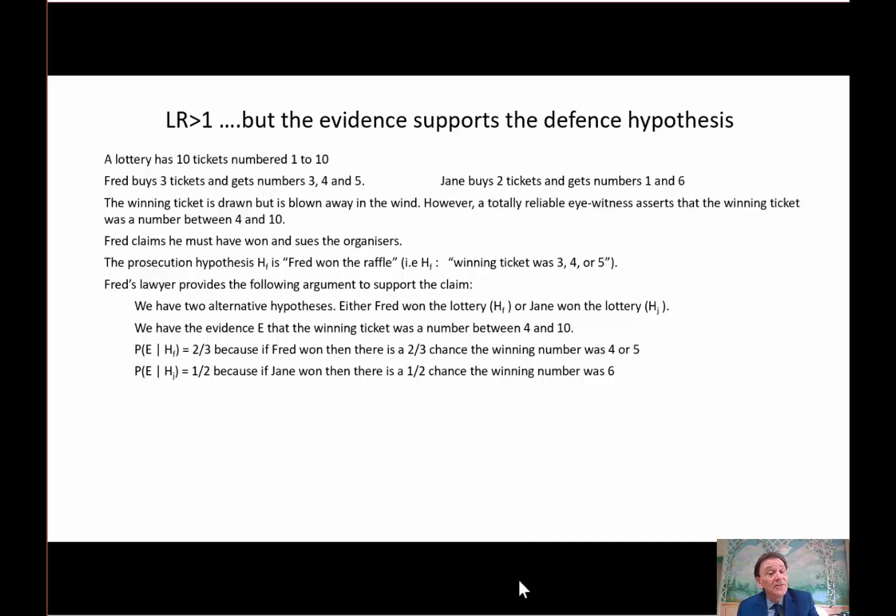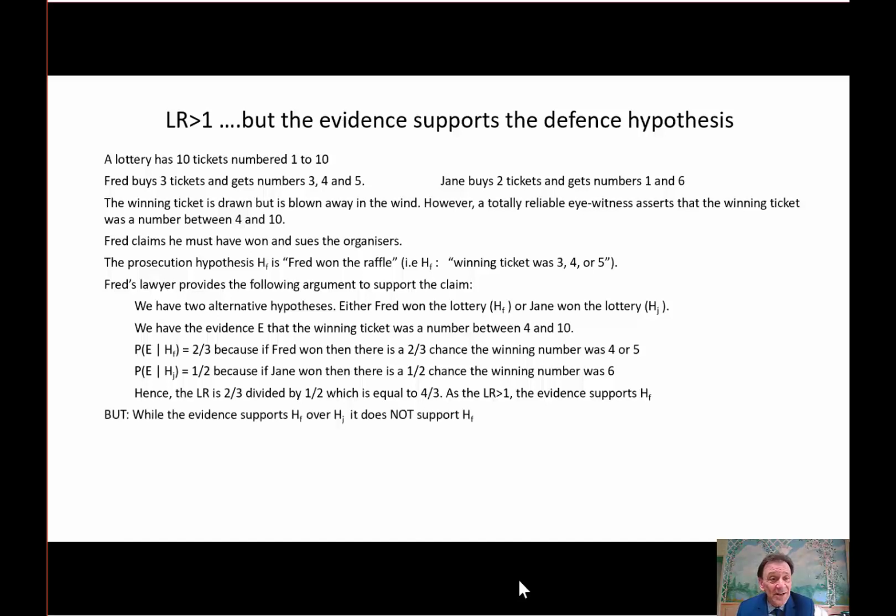The probability of evidence given the defence hypothesis, i.e. that Jane won, is 1 over 2, because if Jane won, then there's a 1 over 2 chance that the winning number was 6. Hence the likelihood ratio is 2 over 3 divided by 1 over 2, which is equal to 4 over 3. As the likelihood ratio is greater than 1, the evidence supports H of F, that Fred won the lottery. Now it turns out that while the evidence supports H of F over H of J, it doesn't support the hypothesis that Fred won.